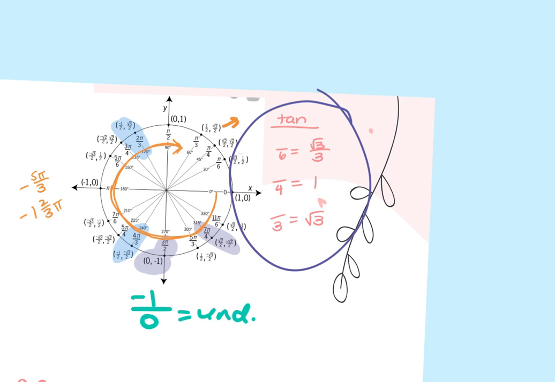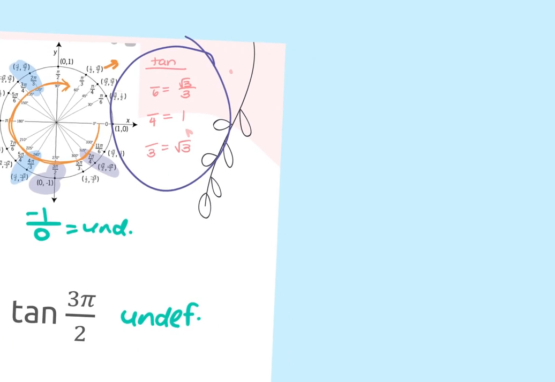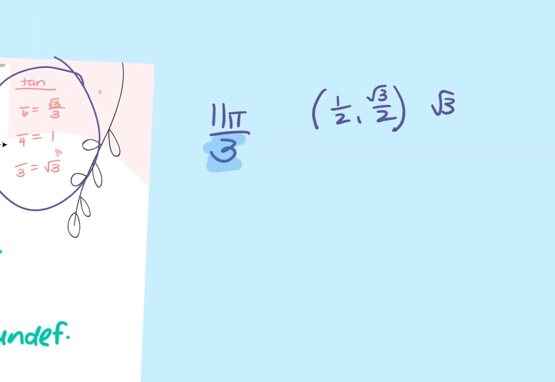So your goal would be to know, especially the over 3s, the over 4s, and the over 6s so well that it is quick recall. Because you're obviously going to get ones that are not just unit circle. If I had 11 pi over 3, I immediately say this is an over 3, and at an over 3 my coordinate point is 1/2 and root 3 over 2, and my tangent is root 3. I know all of that already. This is my cosine, this is my sine, this is my tangent, just from knowing it's an over 3.